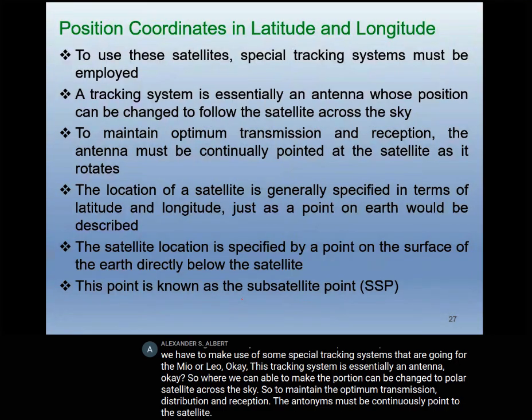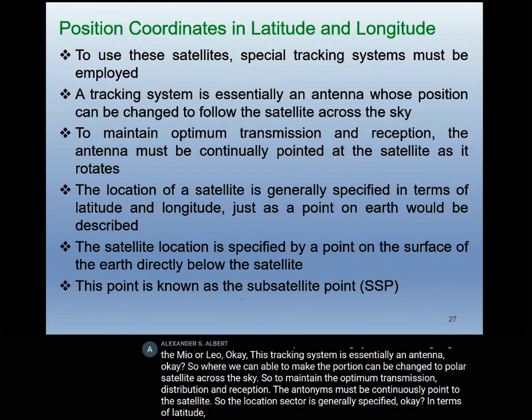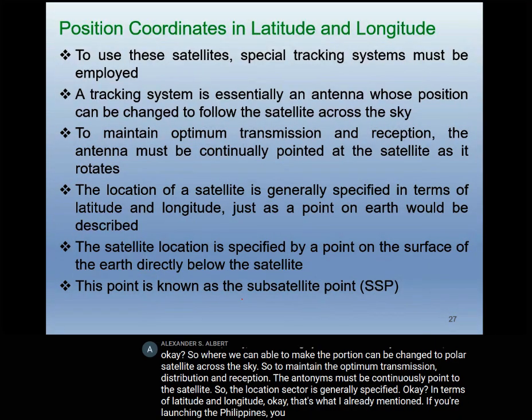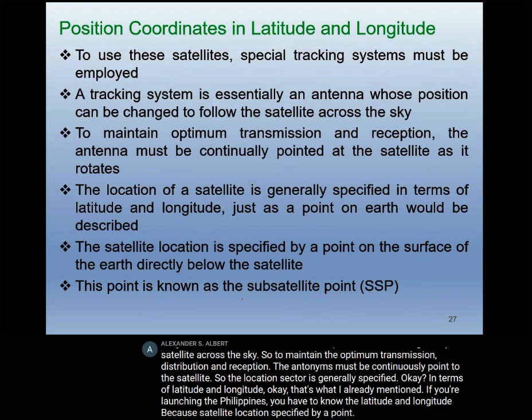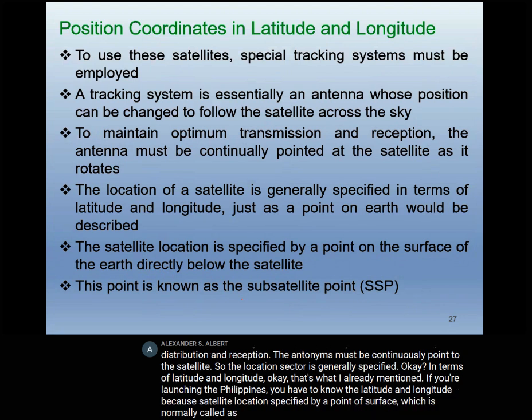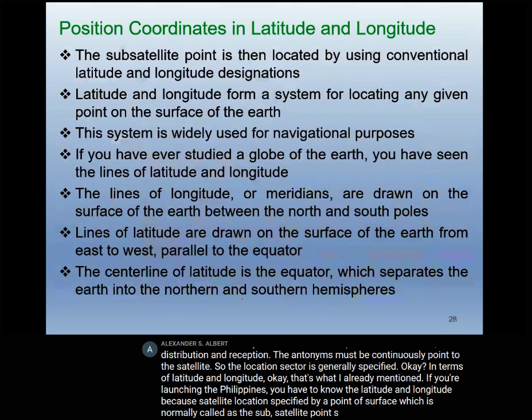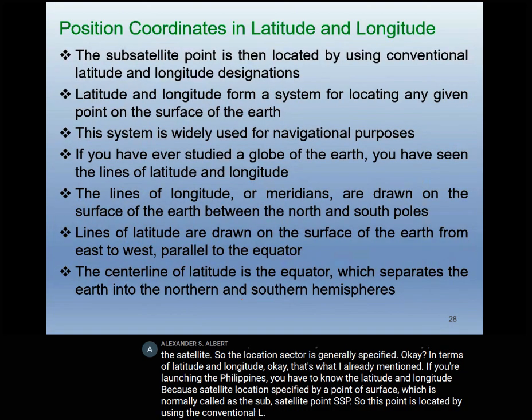The location of the satellite is generally specified in terms of latitude and longitude. That's what I already mentioned: if you are launching for the Philippines, you have to know the latitude and longitude. The satellite location is specified by a point on the surface, which is normally called the sub-satellite point, SSP. This point is located by using the conventional latitude and longitude designations.